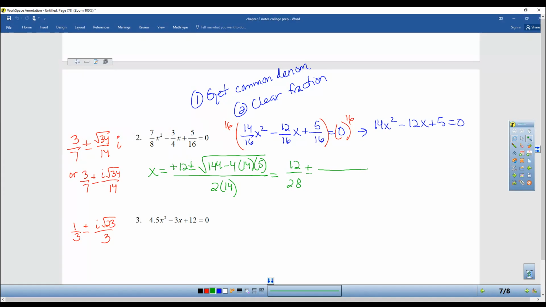And let's quick do this. 14 squared minus 4 times 14 times 5 gives me negative 136. So the question is, what perfect squares are in 136? So this is where you make your little list.